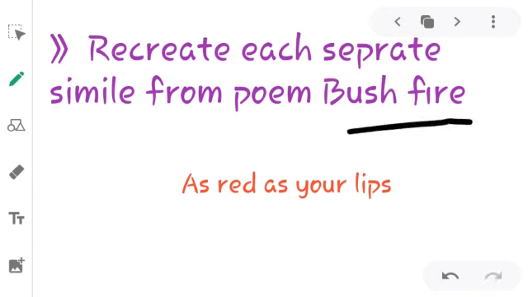In the next exercise, open your student book, take out the bushfire poem, and you will find the similes there. The first is already done, as red as a fox. The next could be as red as your lips, or as red as a cherry, or hotter than lava, hotter than an African summer, faster than a cheetah, as wild as a lion. You can write them.